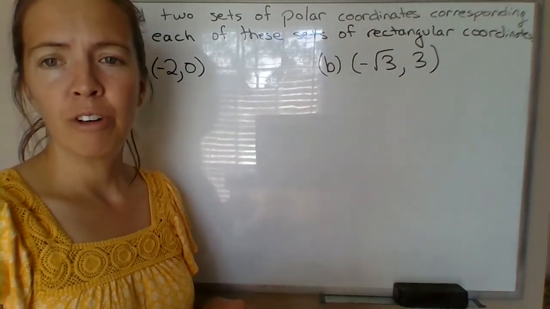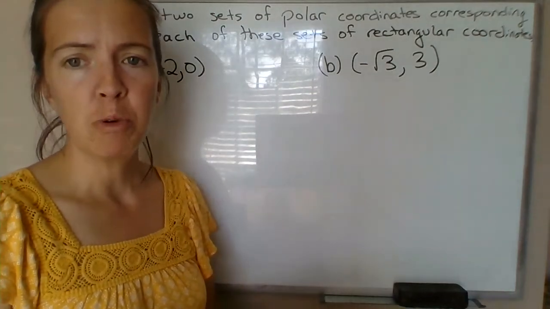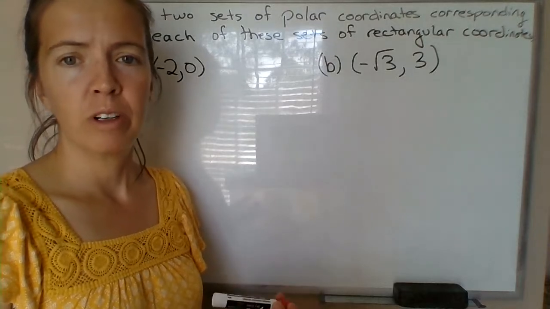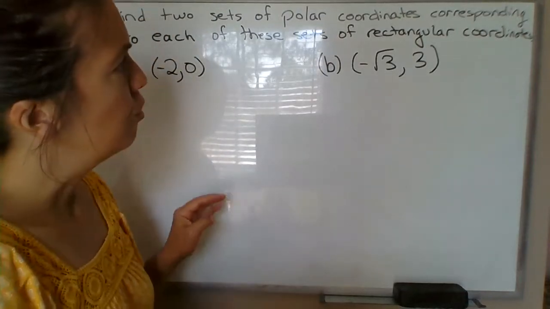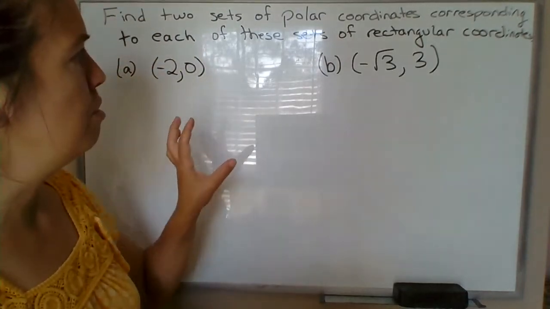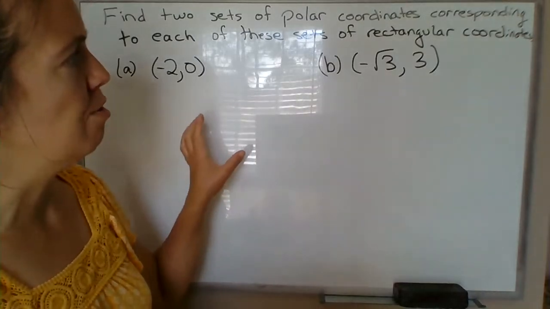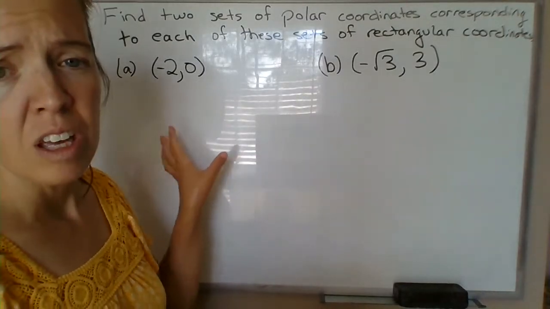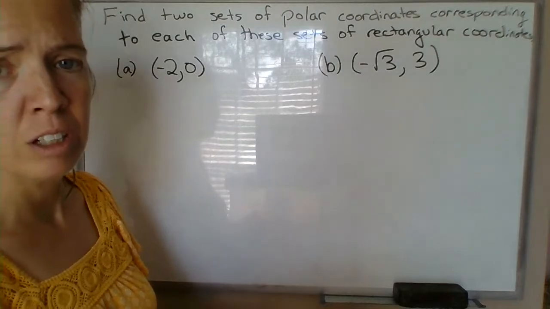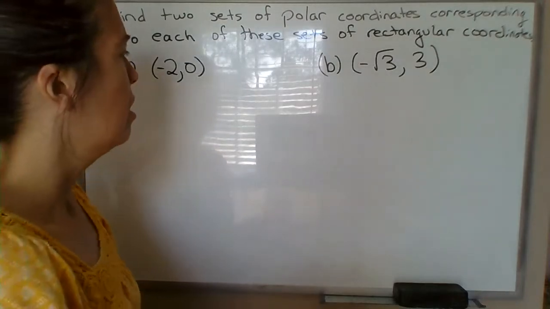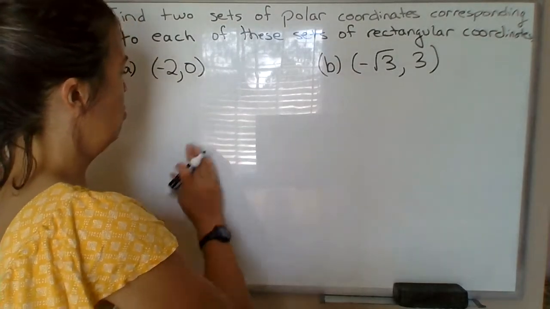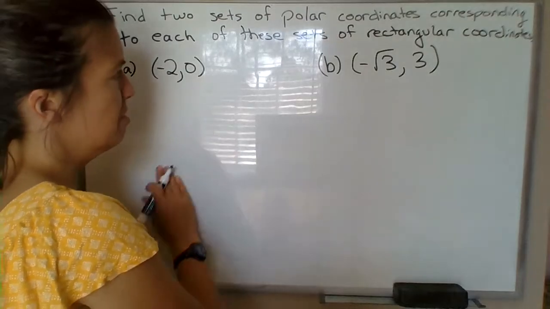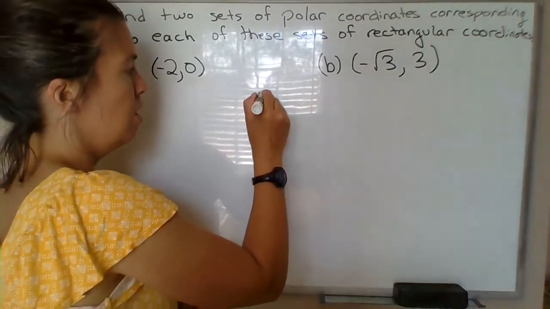So now the goal is to convert back and forth between rectangular coordinates and polar coordinates. So in this example, I've given you a couple of sets of rectangular coordinates, and the task is to convert it to the polar form. So first, just to review the conversion equations that we have available to us.